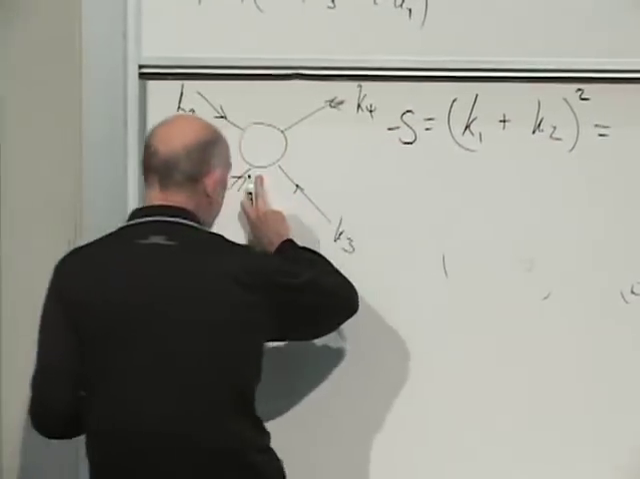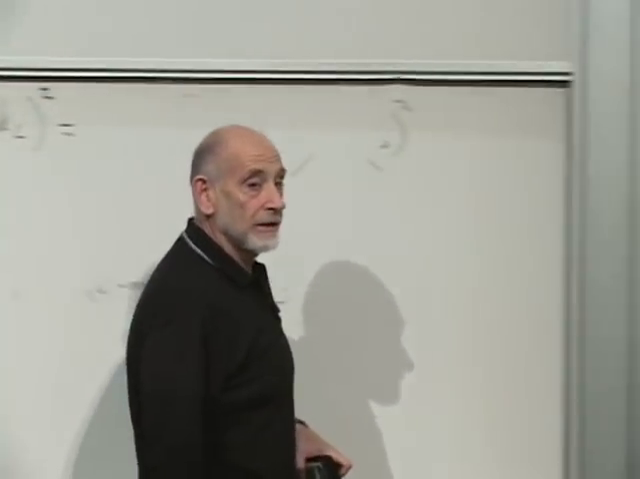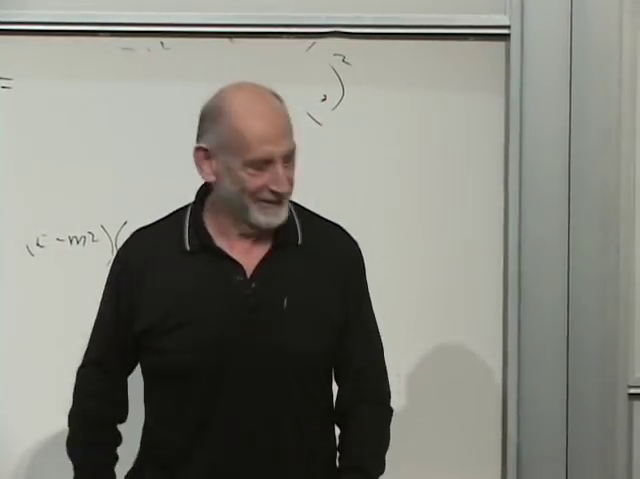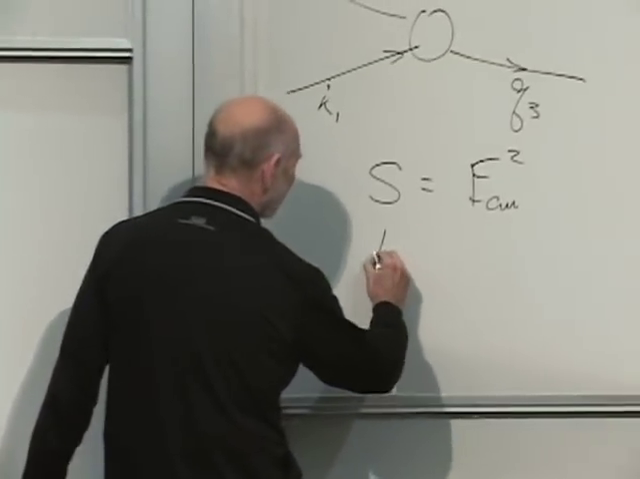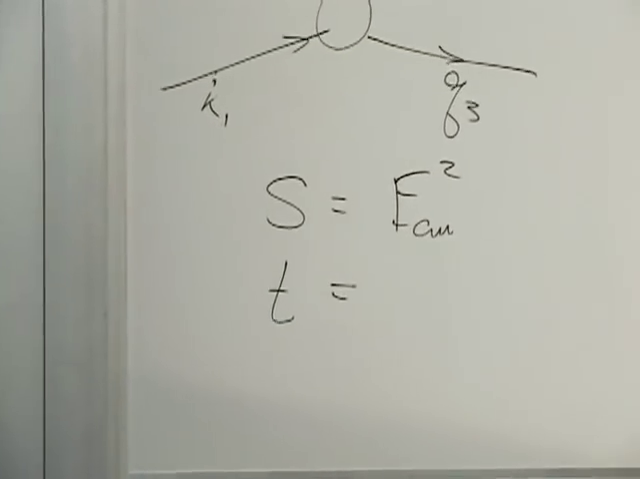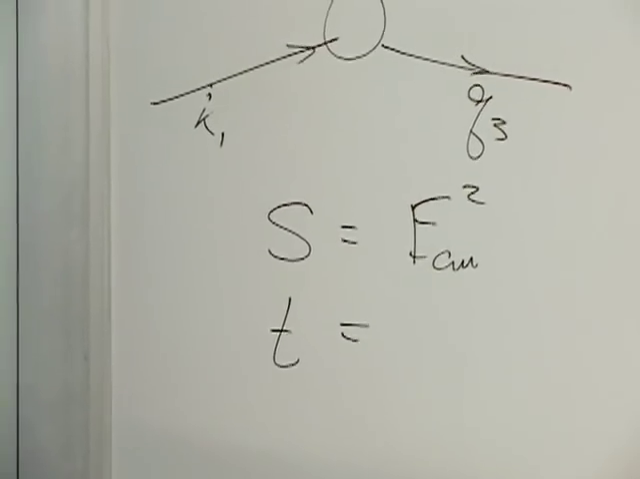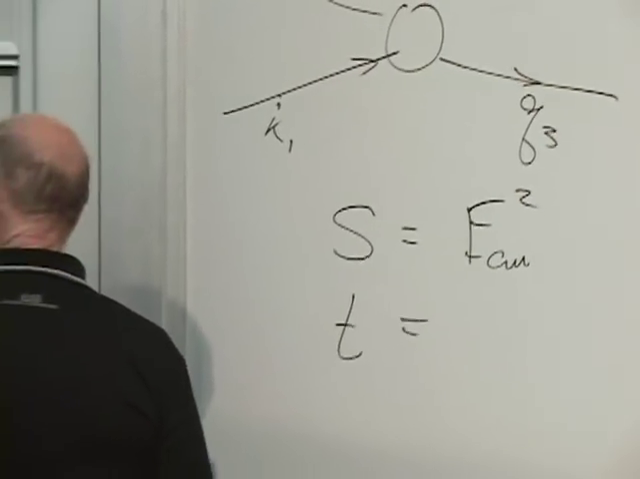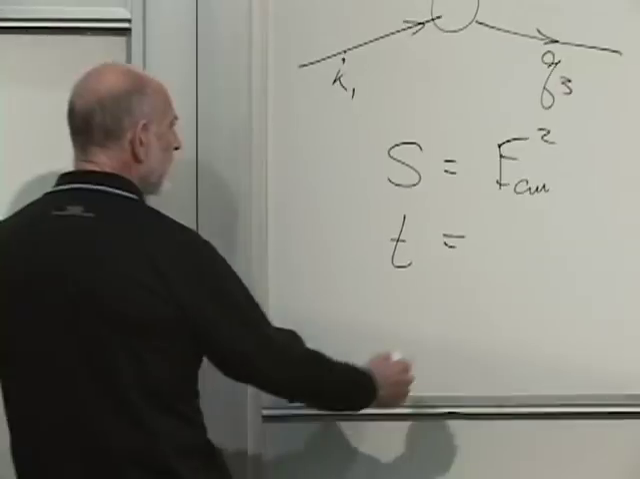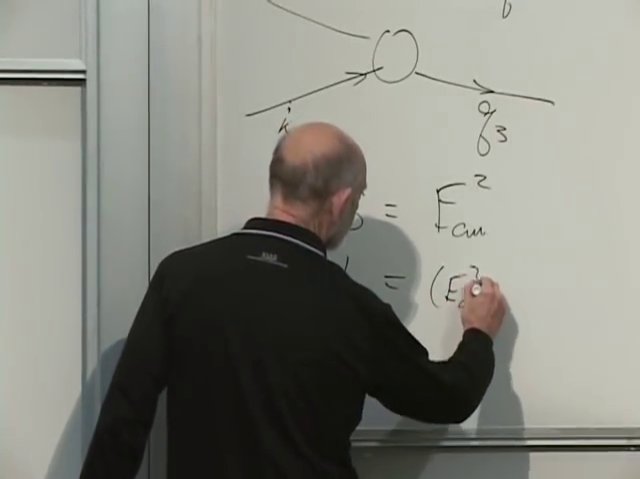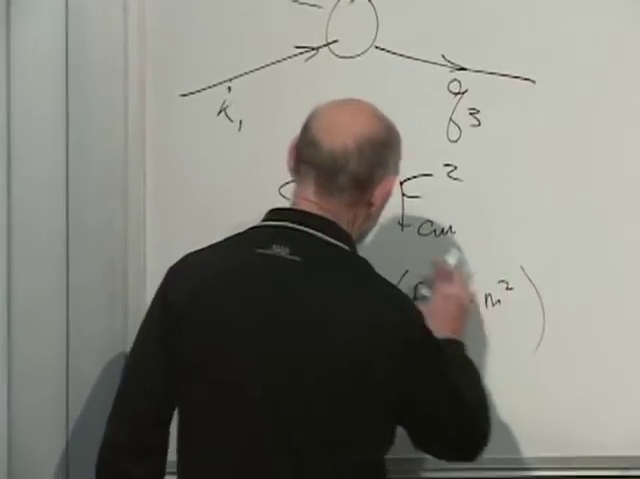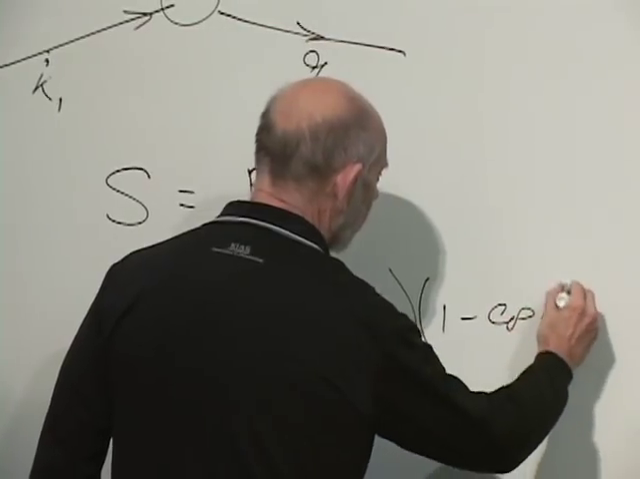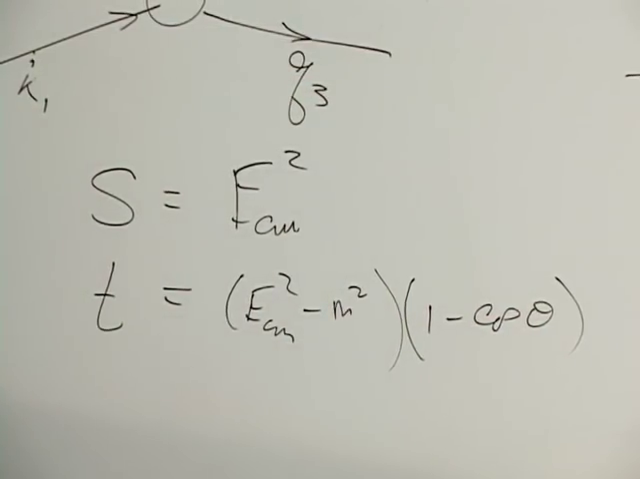K1 plus K3 squared, that's called, got another, anybody think up a name for it? T. It is called T. I knew you were going to get that. And that is some combination of the energy and the momentum transfer. It's the center of mass energy squared minus the mass squared, big deal, we already know what the center of mass energy is, times 1 minus cosine of the angle of scattering.